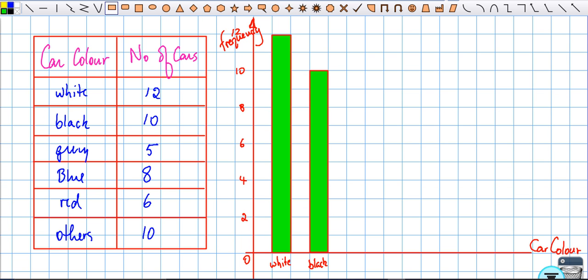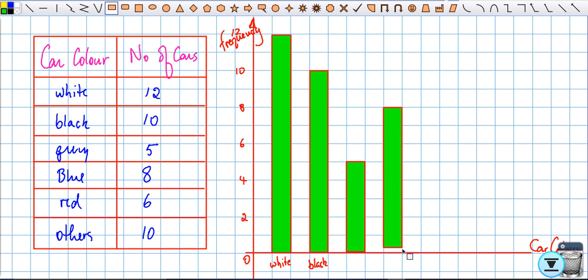So we have 5 cars which are gray. Then we had 8 cars which were blue. We had 6 cars which were red. And 10 others.